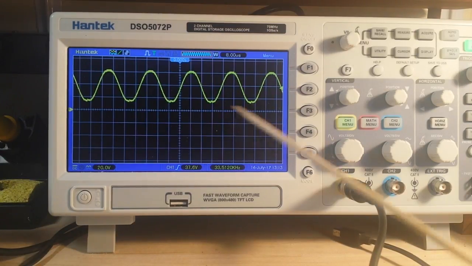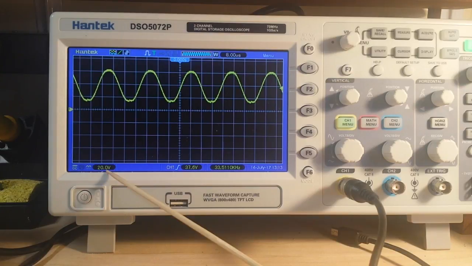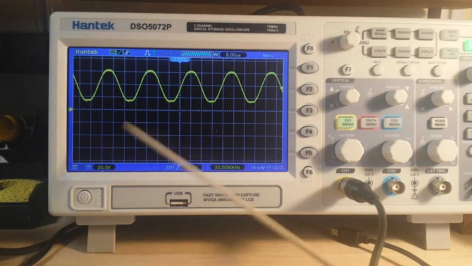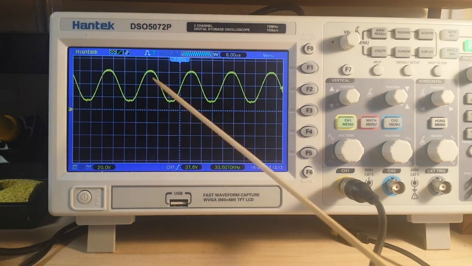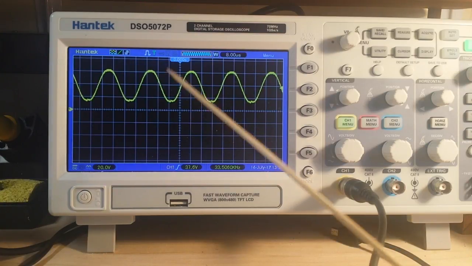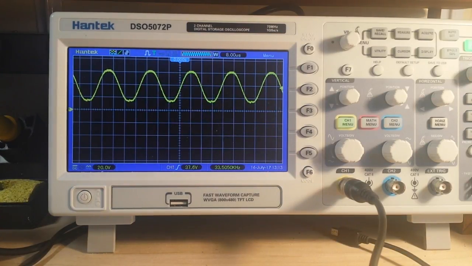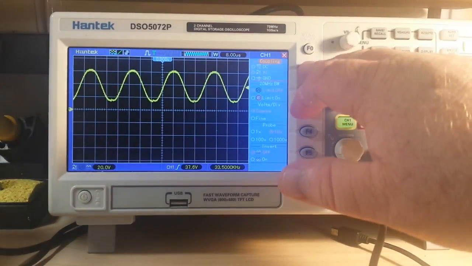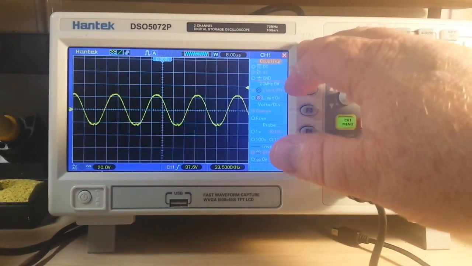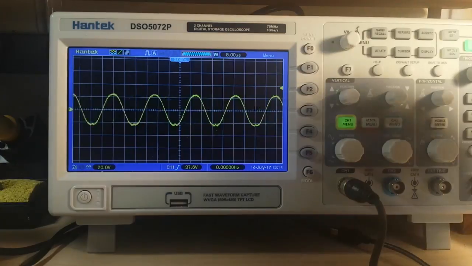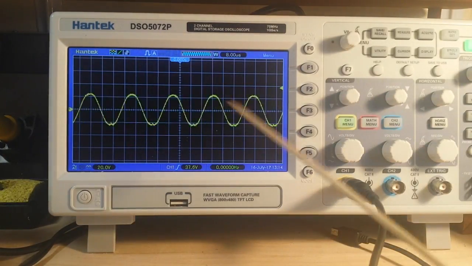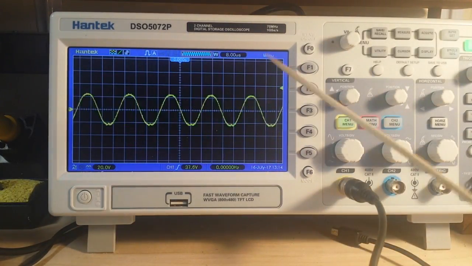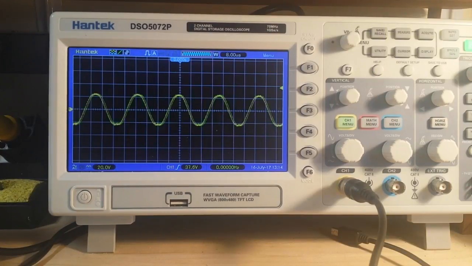And if we count, this is 20 volts per division. So 20, 40, 60. We are looking at a DC component of 60 volts for this signal. Now, if we AC couple the signal, the signal now comes back where it is centered about the 0 line.